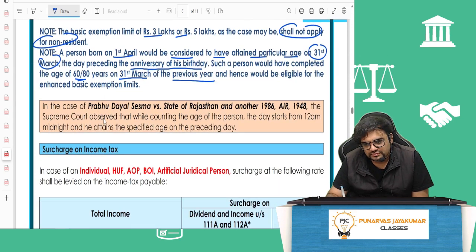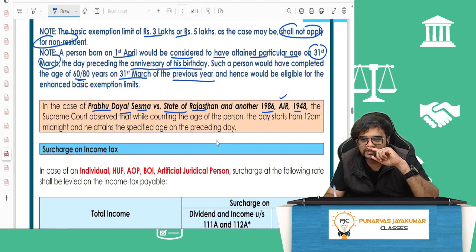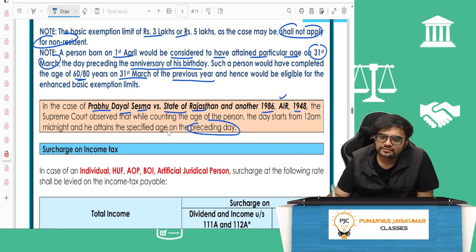See, Supreme Court case: Prabhu Dayal Sesma versus State of Rajasthan and another, 1986 case law, AIR, All India Reporter, 1948 volume. The Supreme Court observed that while counting the age of a person, the day starts from 12 a.m. midnight and he attains the specified age on the preceding day. This is not actually a benefit, it's a question of law. So, when is your birthday? 13th October, which means when will you turn the next year's age? 12th October midnight. Imagine, this is the law. It's a Supreme Court decision, right? That's why. Very simple. On the preceding day.